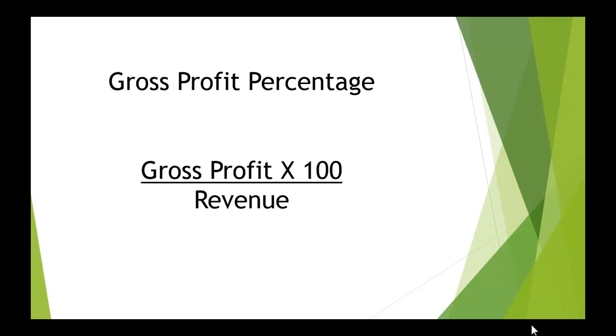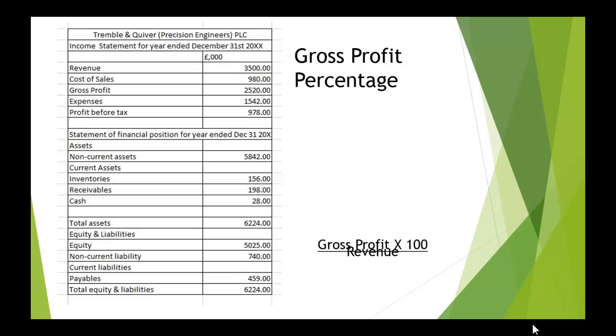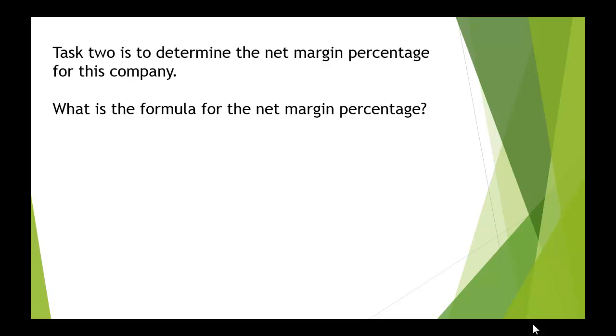You should have got that the gross profit percentage is equal to the gross profit times 100 divided by the revenue. So let's try and apply that formula using the figures from the statement. So we need the gross profit percentage. So we're going to have to find the gross profit, which I can see there is 2520, and the revenue, which I can see as 3500. So there we are, 2520 times 100 divided by 3500, and that will give me my gross profit percentage, which is 88.2%.